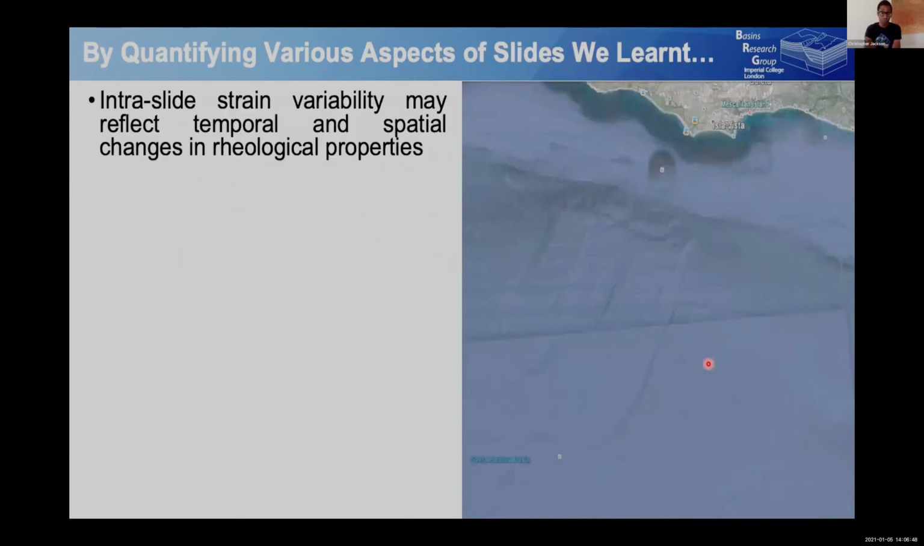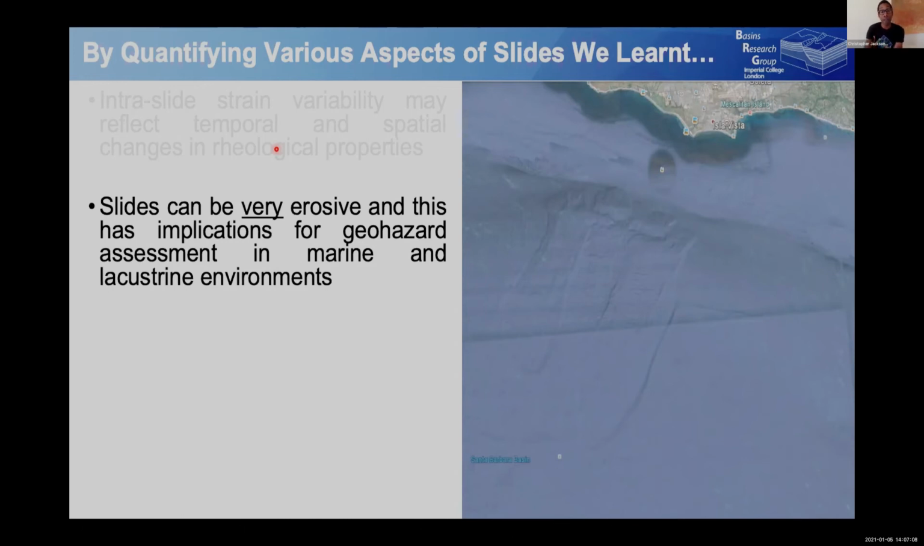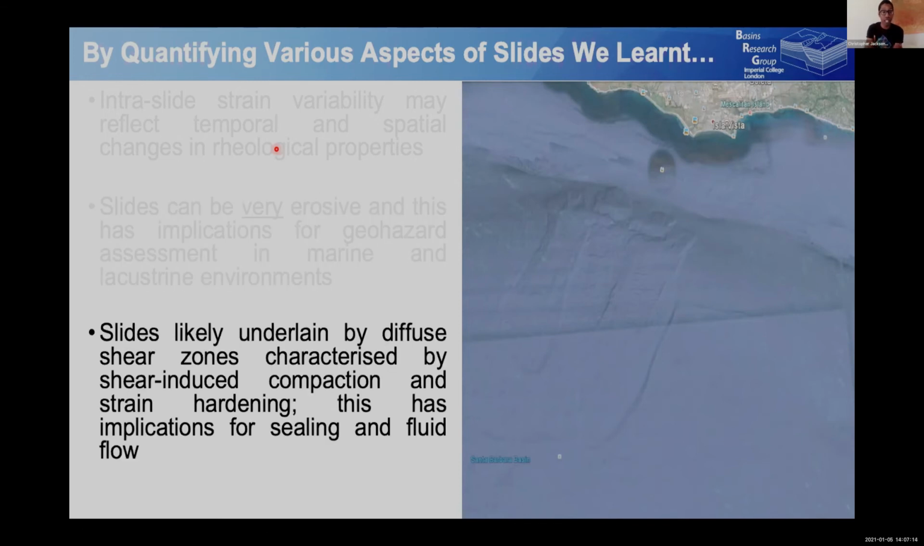So to finish, by doing this quantitative stuff, which I don't normally get my hands dirty with, but it was very exciting 4 years ago to think about how we could apply these things to slides. We can look at intra-slide strain variability and how this relates to the rheological properties and changes in the flow as it evolves. We've noted that the slides can be very erosive and that this has implications for geohazard assessment, and that these slides are likely underlain by a more diffuse type of shear zone rather than a very discrete shear surface, and that this strain hardening can lead to differences in the sealing and fluid flow properties at that boundary. So thank you very much.